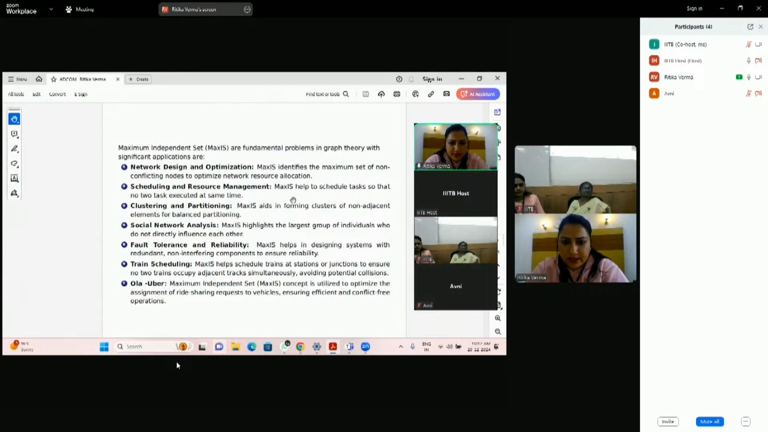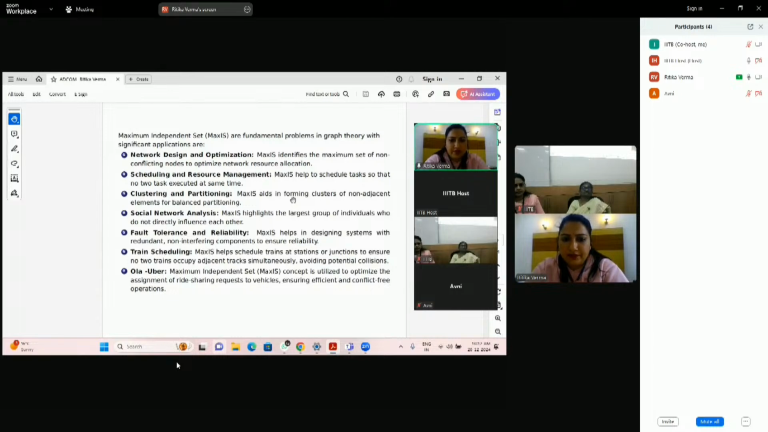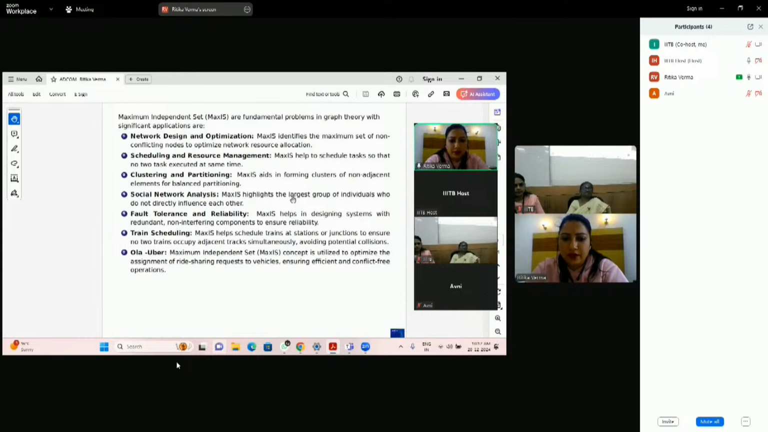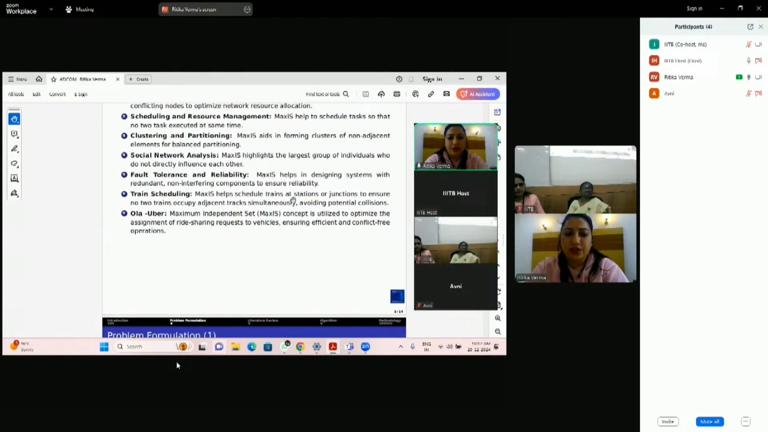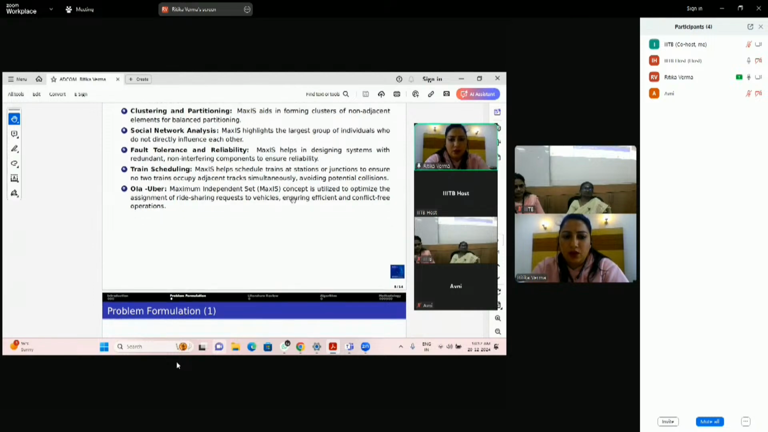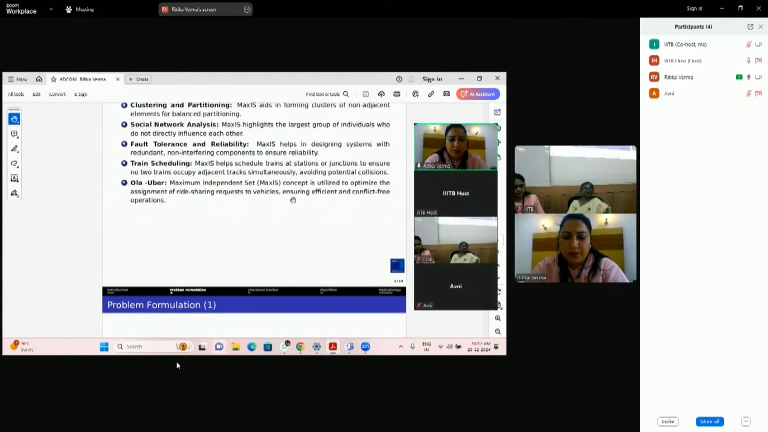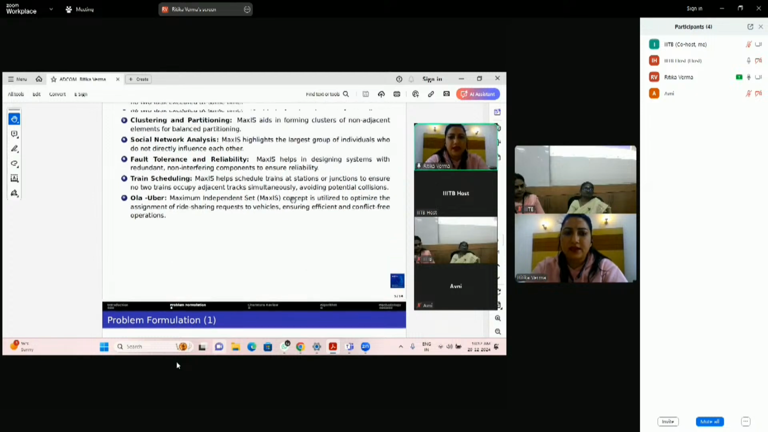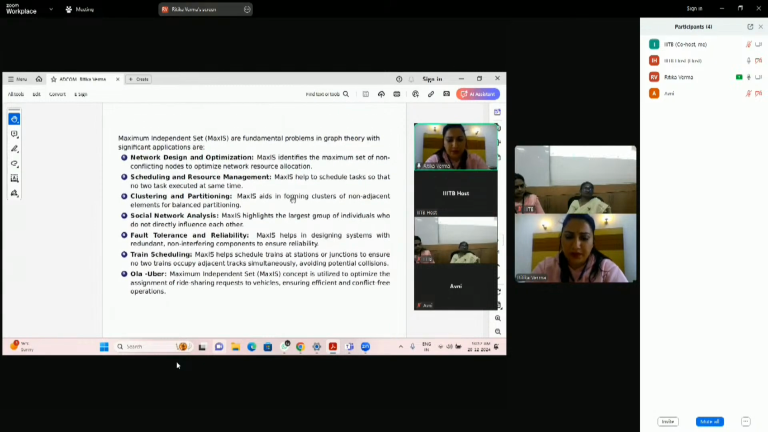In case of clustering, social network analysis, or fault tolerance to ensure reliability, and train scheduling, like no two trains occupy the same adjacent track simultaneously, to avoid collision. And in other cases, like to optimize so that no two persons sharing the same request are assigned to the same vehicle. Like in these areas, we can use the maximum independent set.